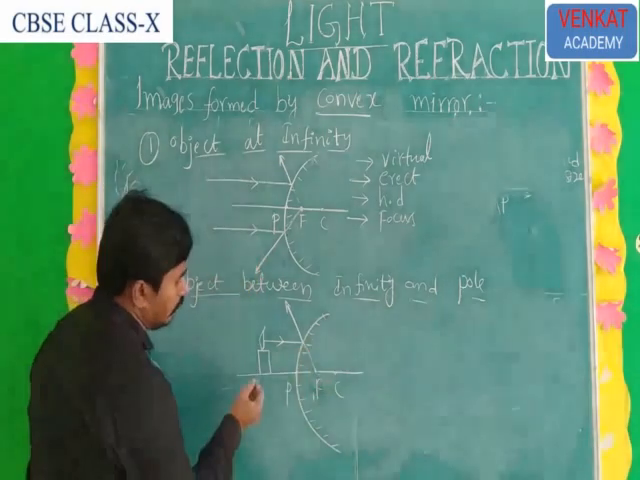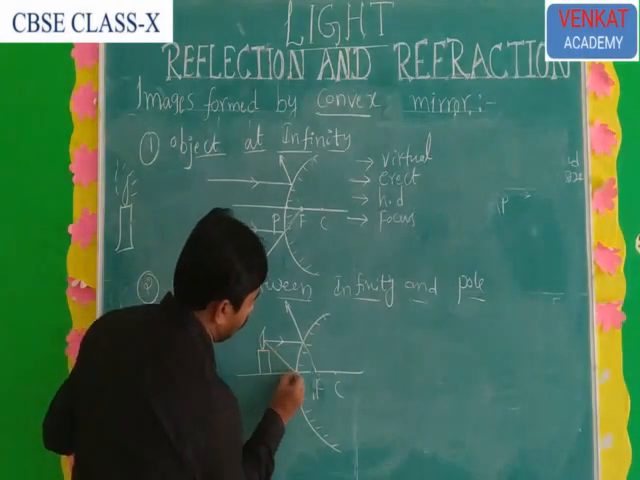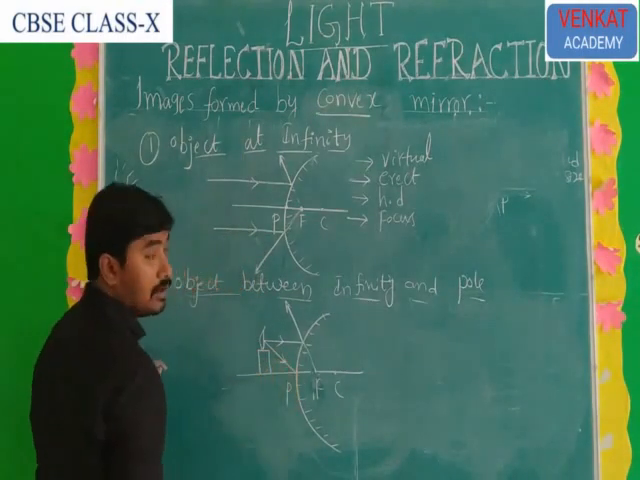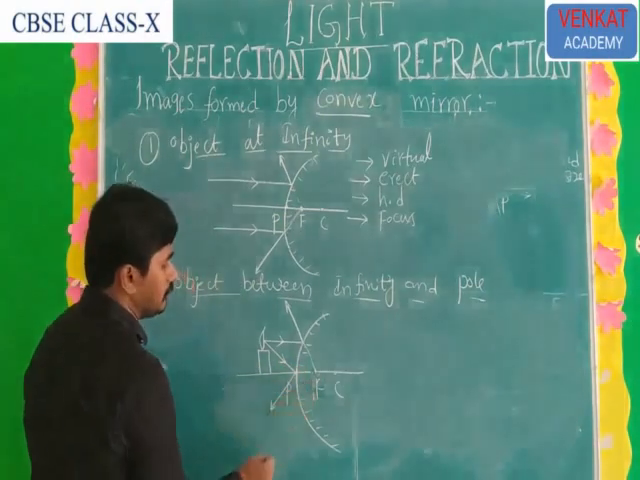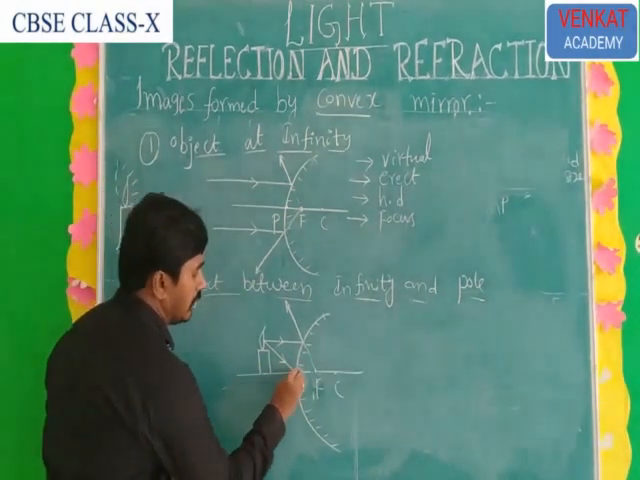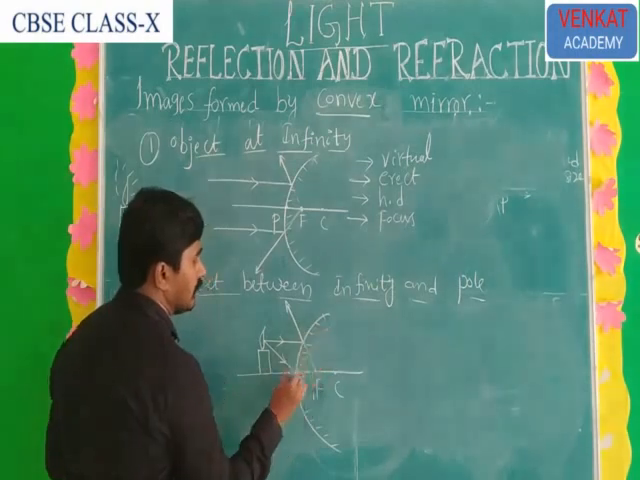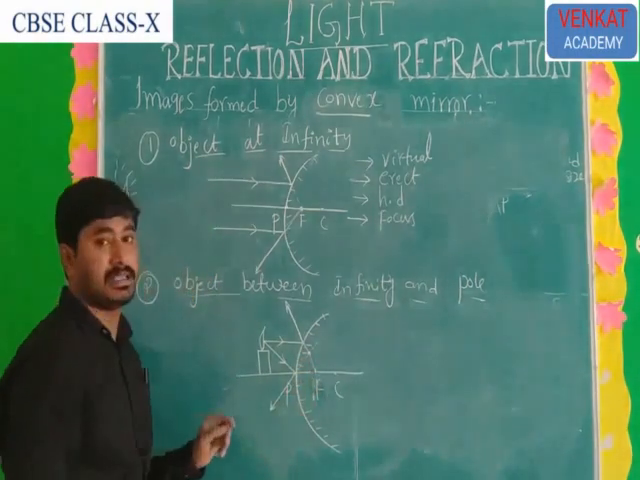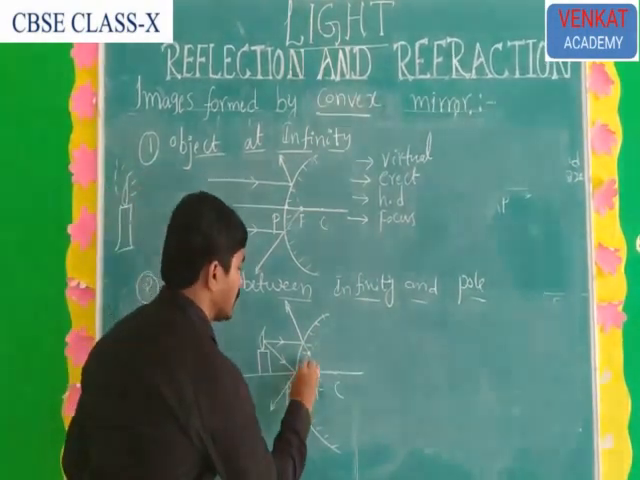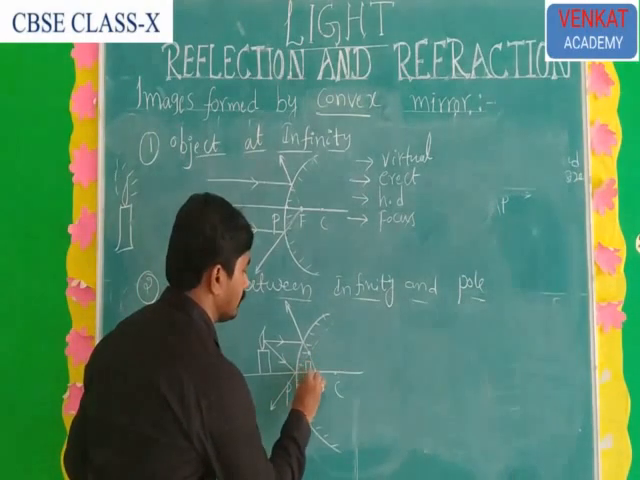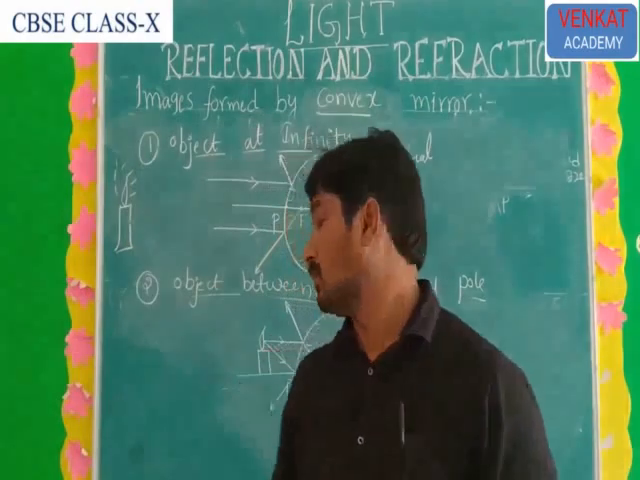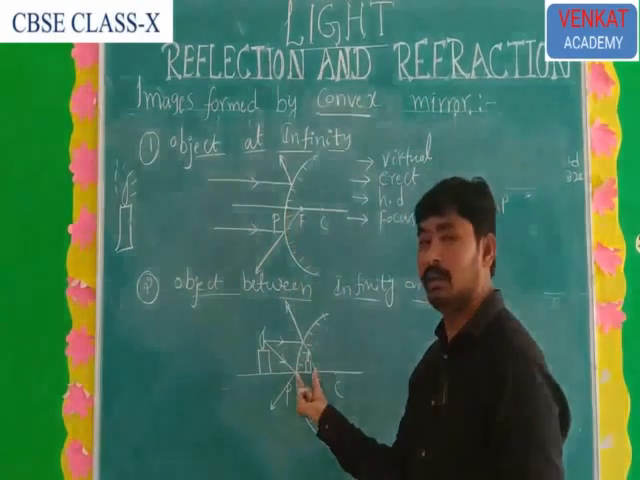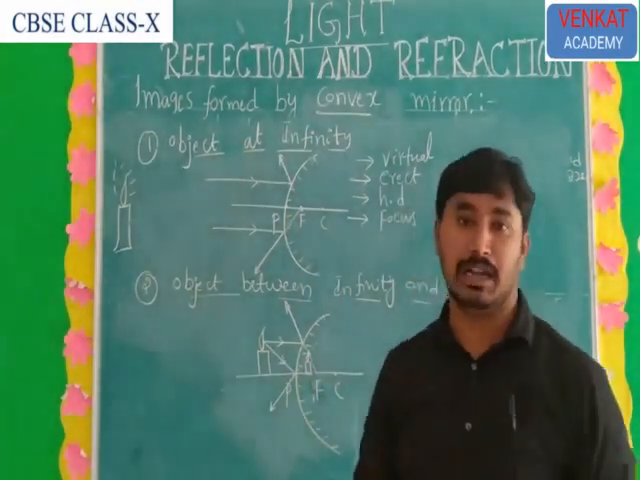So next, you should take one more light ray through the pole. When a light ray passes through the pole, what happened? It diverges. So this is a reflected ray. You have to draw the corresponding rays like this. So where the two corresponding rays meet, that place the image is formed. So this is the image. Understand? So the image is formed between P and F. This is a very important condition.